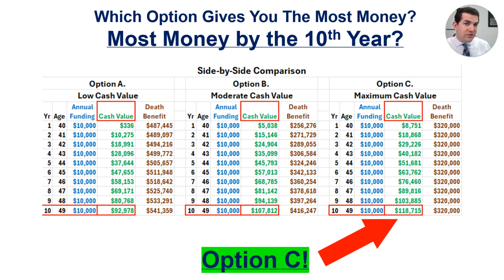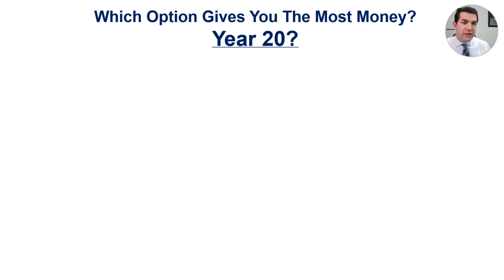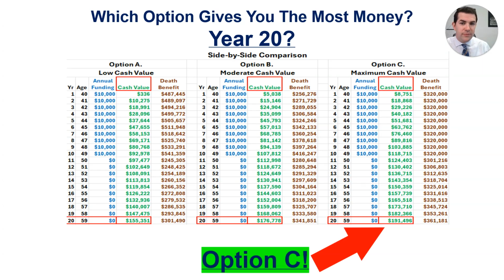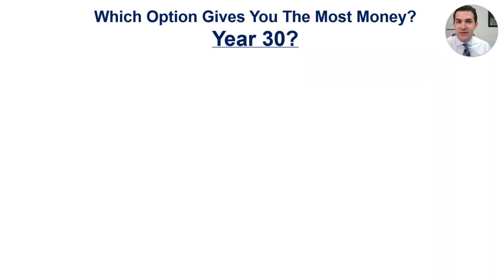What about after we stop funding? How about by year 20? Who's the winner? Option C. You're at $191,000, whereas the other two, we've got B at about $177,000 and A at about $155,000. So you've got more money from year 1 through year 20 with option C. And again, same product with the same company, same out of pocket to you. The only difference is how we set that policy up.